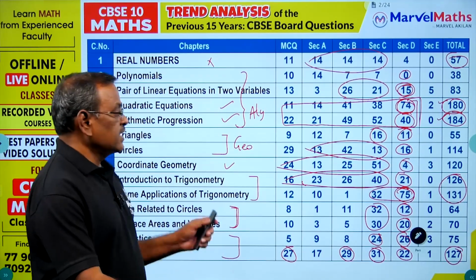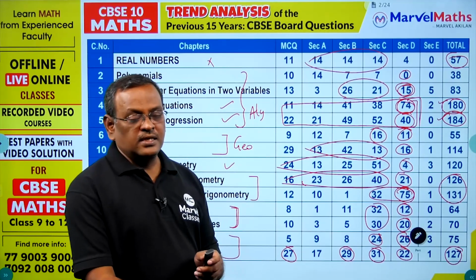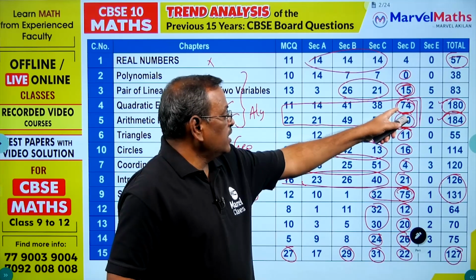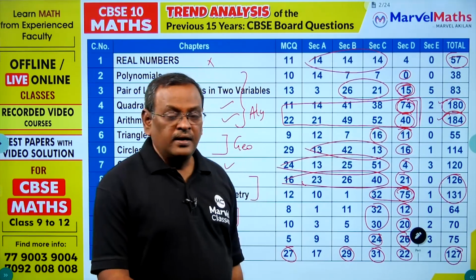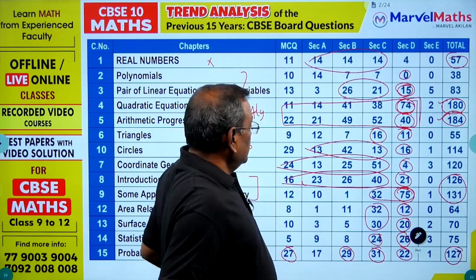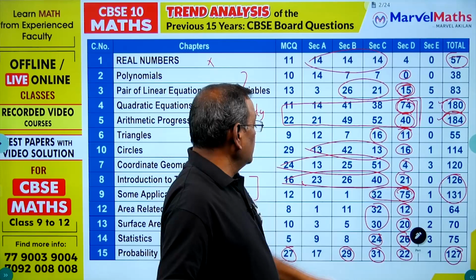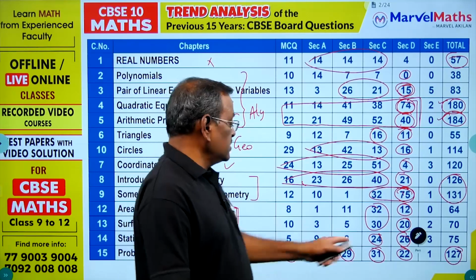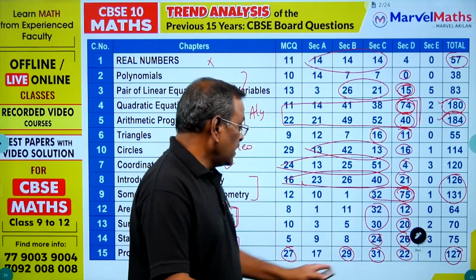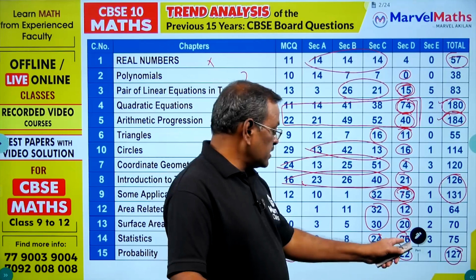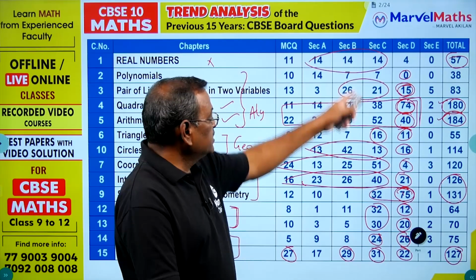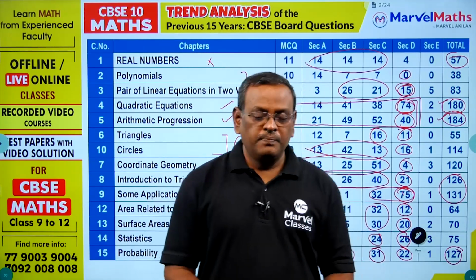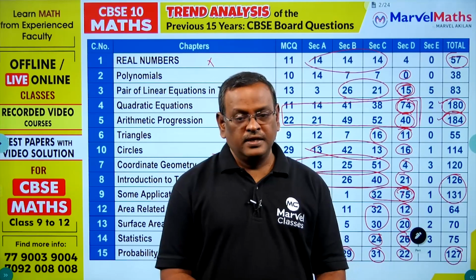Now this is a clear idea about which sections are important in each chapter. For 5-mark questions, focus more on algebra: quadratic equations and arithmetic progression. In geometry, circles is most important; in trigonometry, heights and distances; in mensuration, surface areas and volumes; and in statistics and probability, both are important. Similarly for 3-mark and 2-mark questions. So this is the trend analysis based on the last 15 years of questions. Thank you.